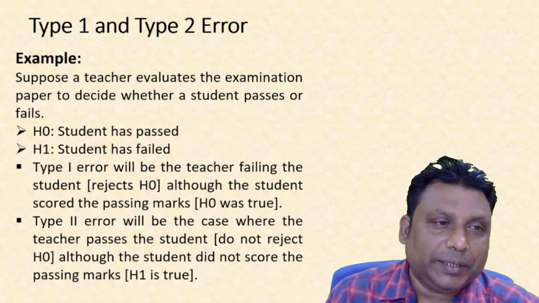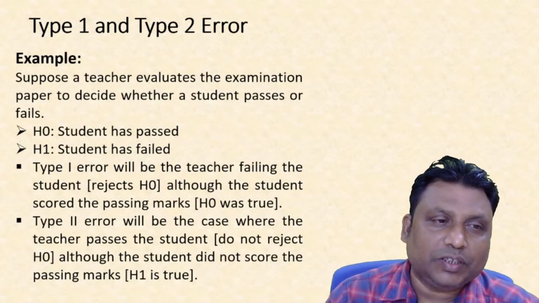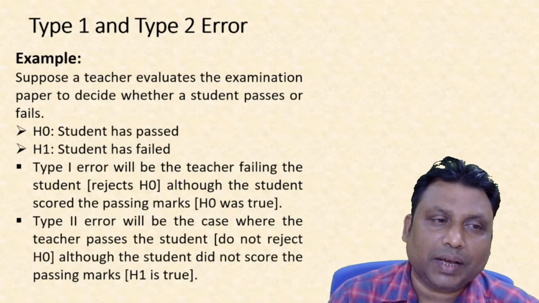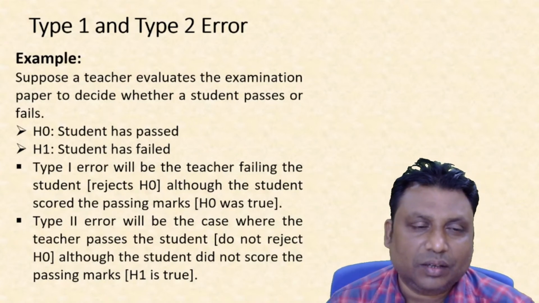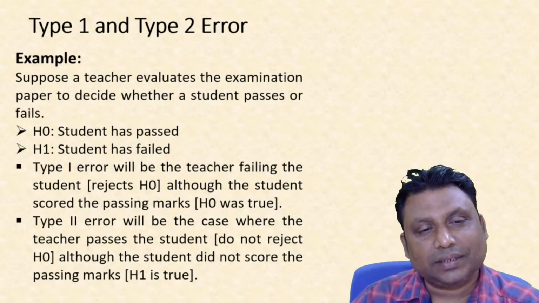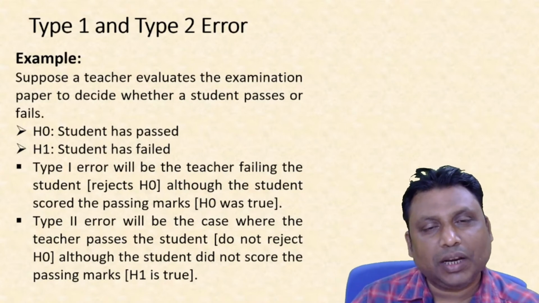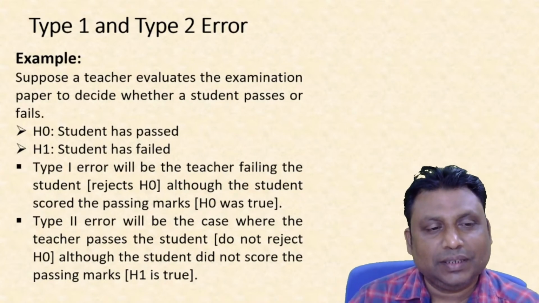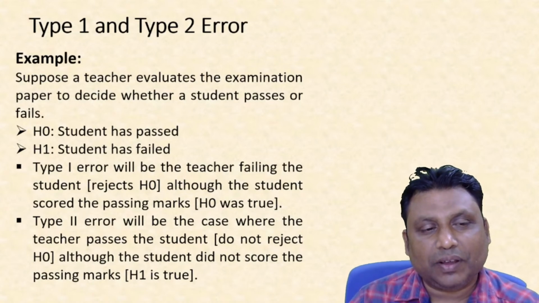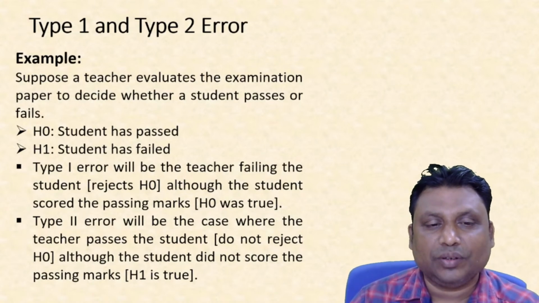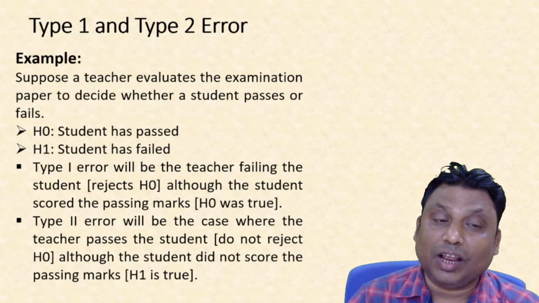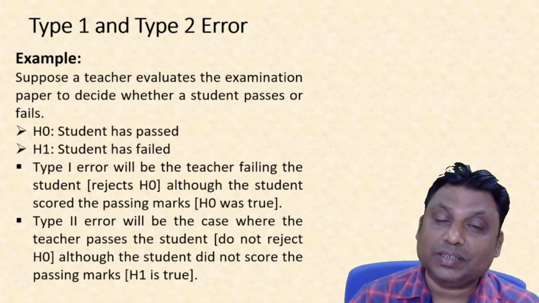One example we are giving: suppose a teacher evaluates an examination paper to decide whether a student passes or fails. What is your H0? Student has passed. What is your H1? Student has failed. If not passed, failed. Type 1 error will be the teacher failing the student, rejecting H0, although the student scored the passing marks and H0 was true. That means the null hypothesis is true and the alternative hypothesis is rejected. It is given or not?